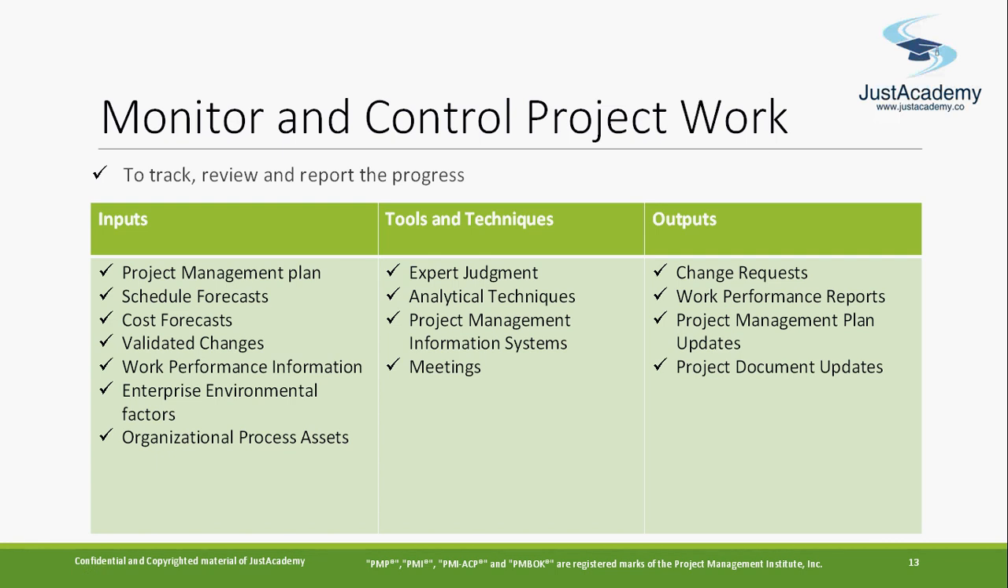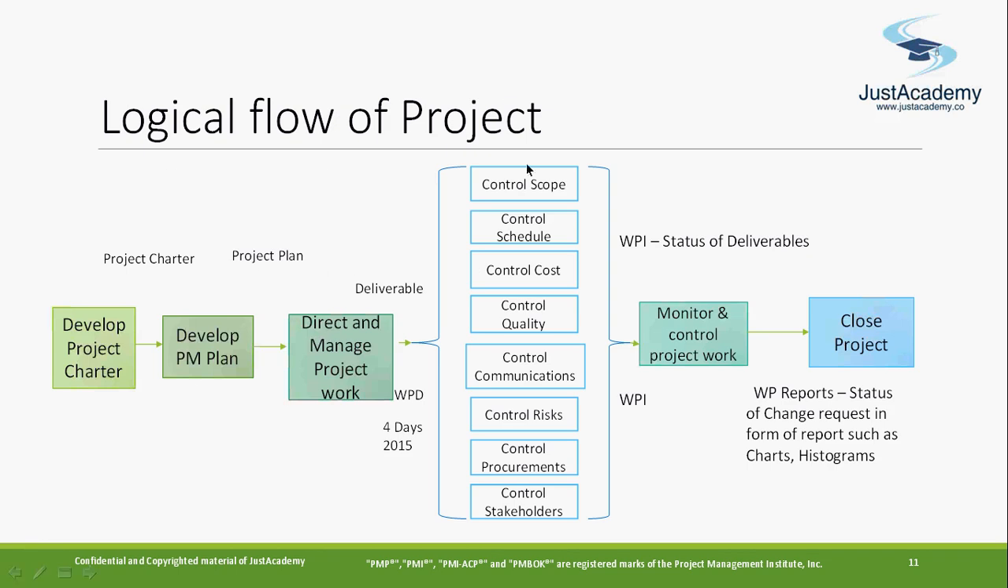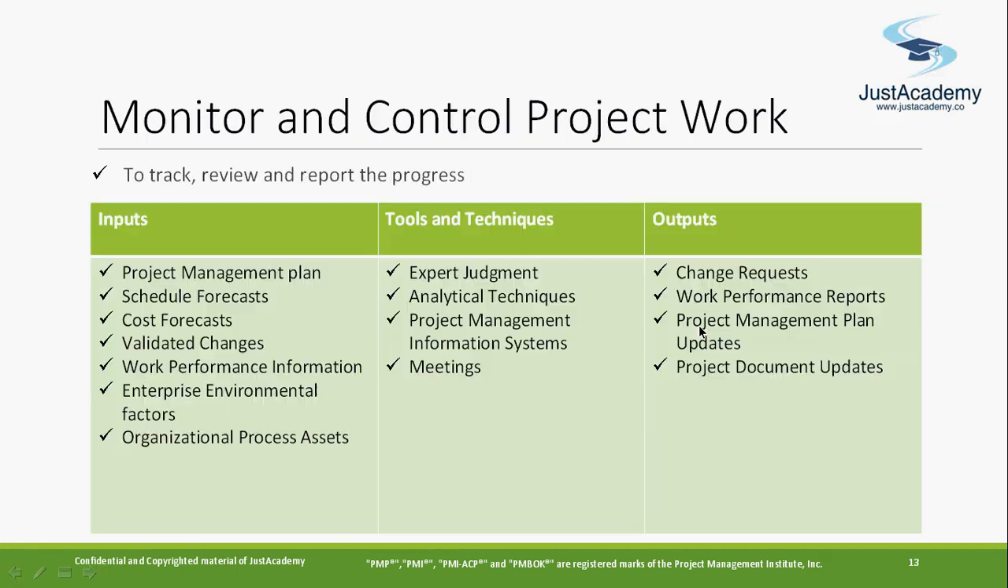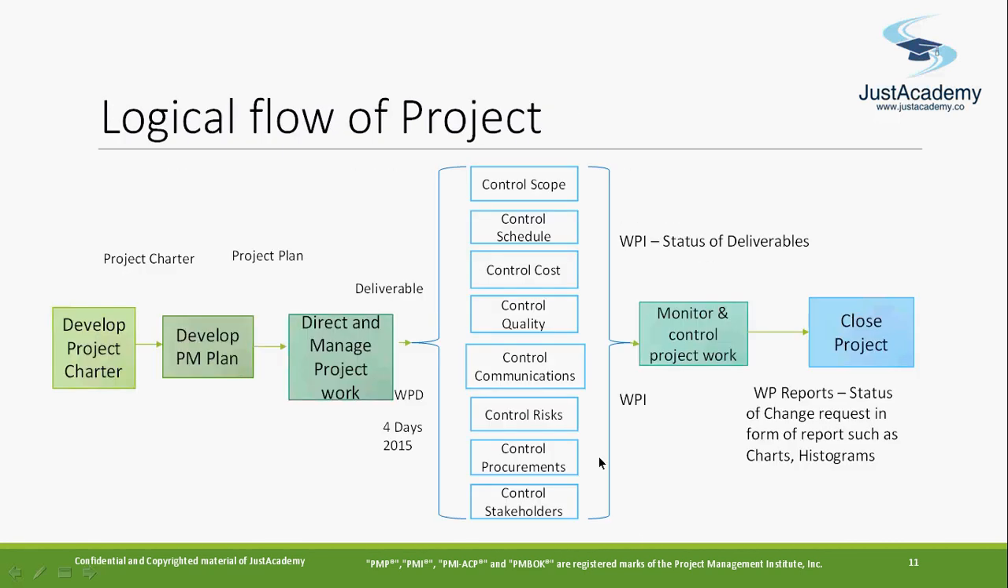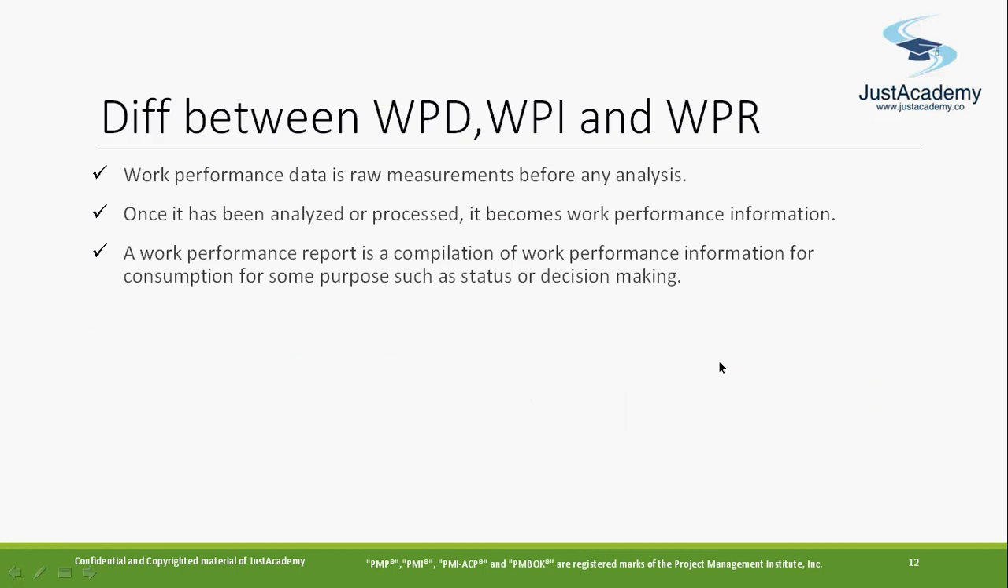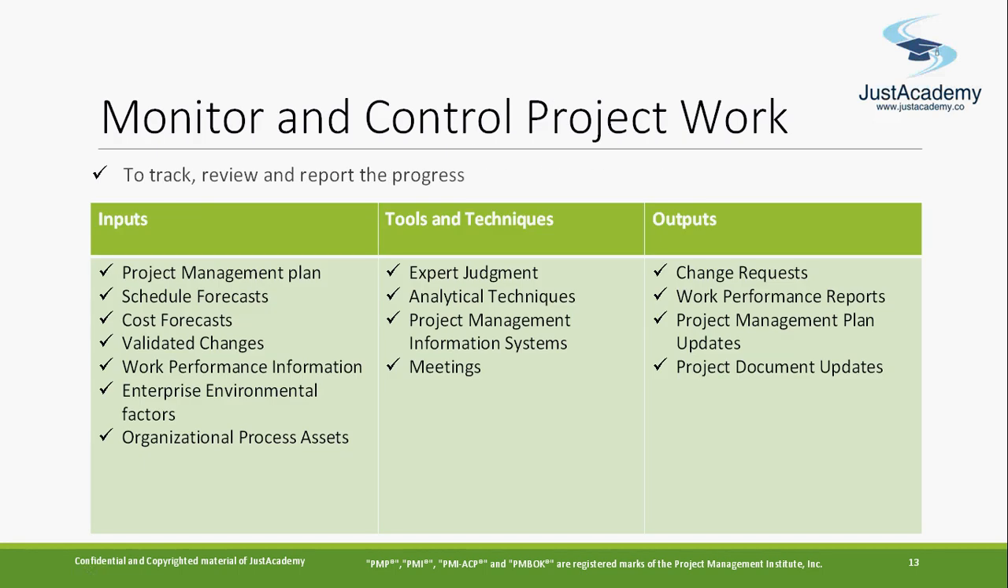If any, during a control process, if you see this diagram, this comes from the control process. So there will be some validated changes, which you want to consider when you monitor and control project work. Work performance information is definitely an input; by the diagram itself, you can understand this is the input. And the enterprise environmental factors and organizational processes, again, these are the two things from an overall perspective: how external factors affect, or within the organization, what policy guidelines you should look at when you're monitoring it.